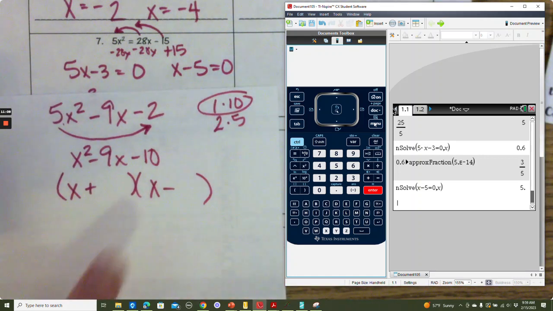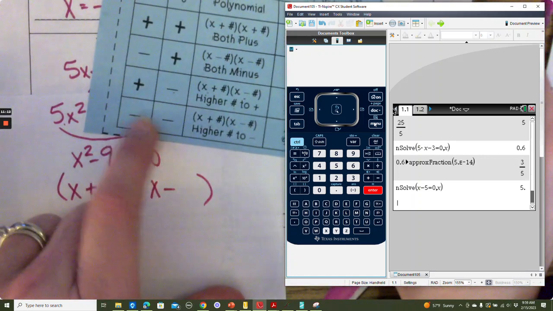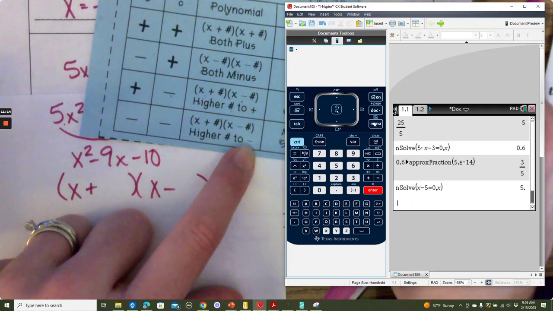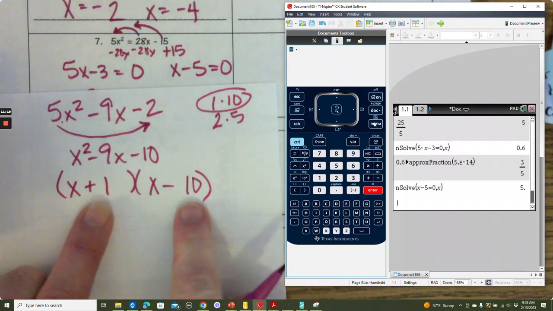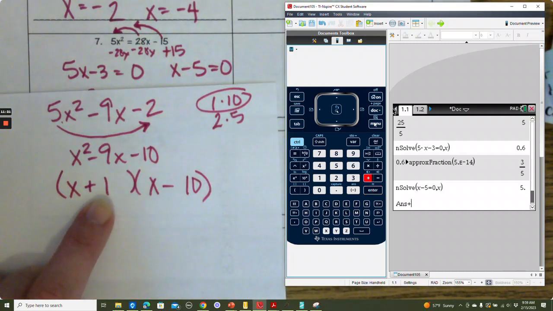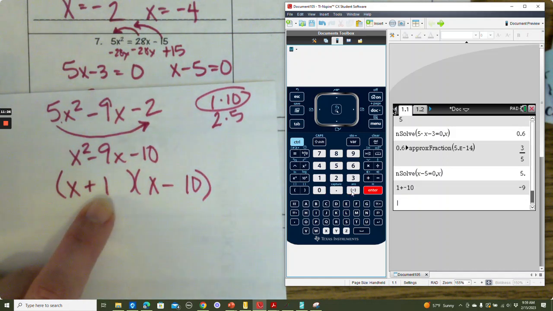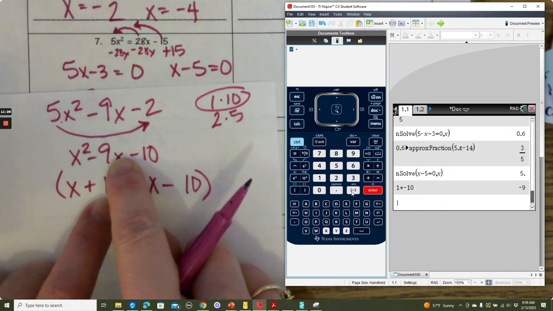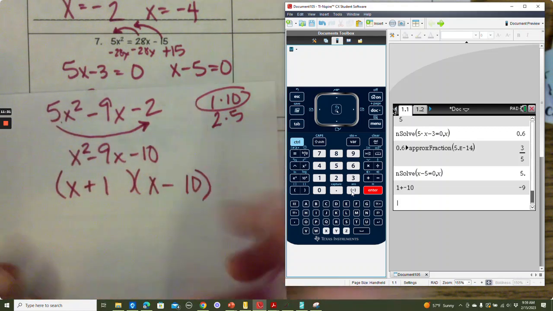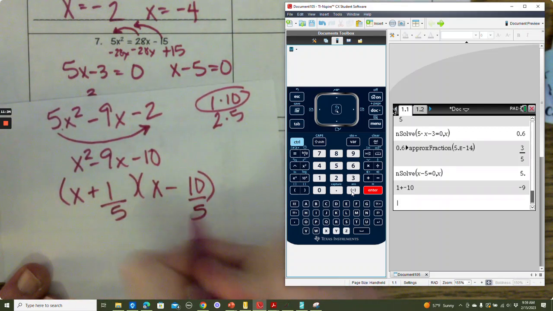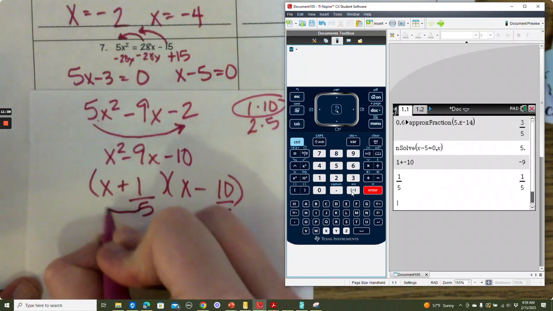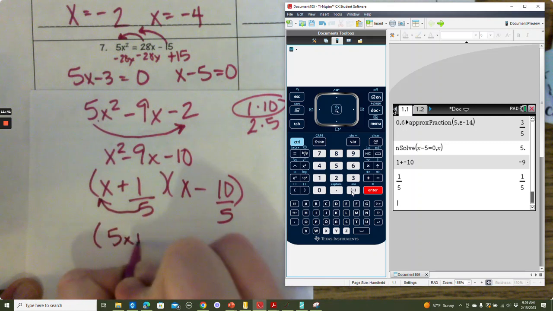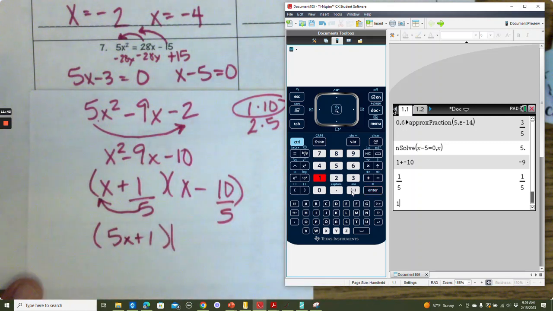1 and 10. So we got to look back at this, though. Minus and minus. The highest number goes to the negative sign. So the 10 goes here, the 1 goes here, and then again you can check. 1 plus negative 10 gives you a negative 9. That's what we need. Now we got to undo our multiplication. So 1 over 5 doesn't simplify. So we slide that 5. 5x plus 1. 10 over 5 simplifies.